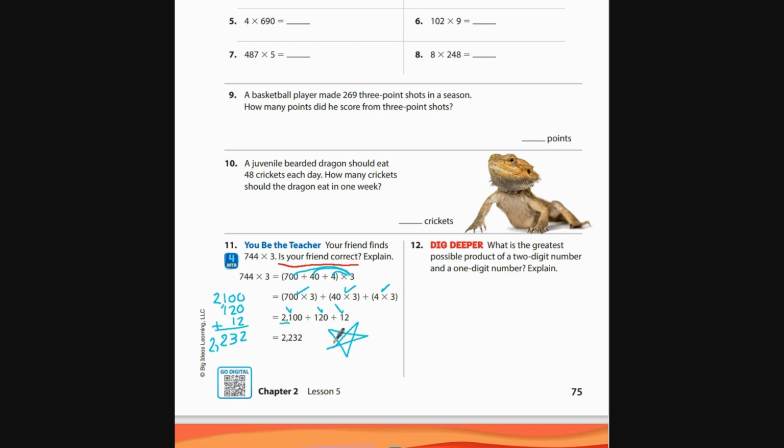My friend is correct. Just because the order number changed, the 3 is on one side instead of it being on the other side, it doesn't change your product. You're still going to have the same exact product. Okay? So it is the same exact thing.